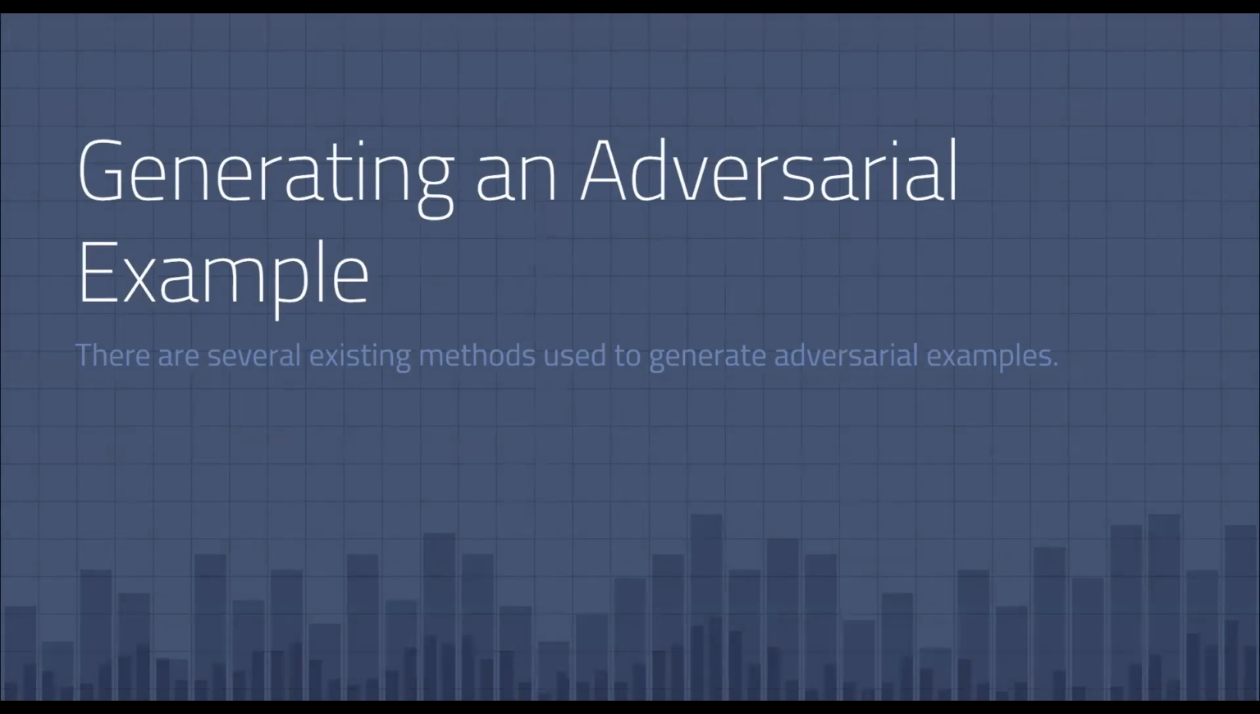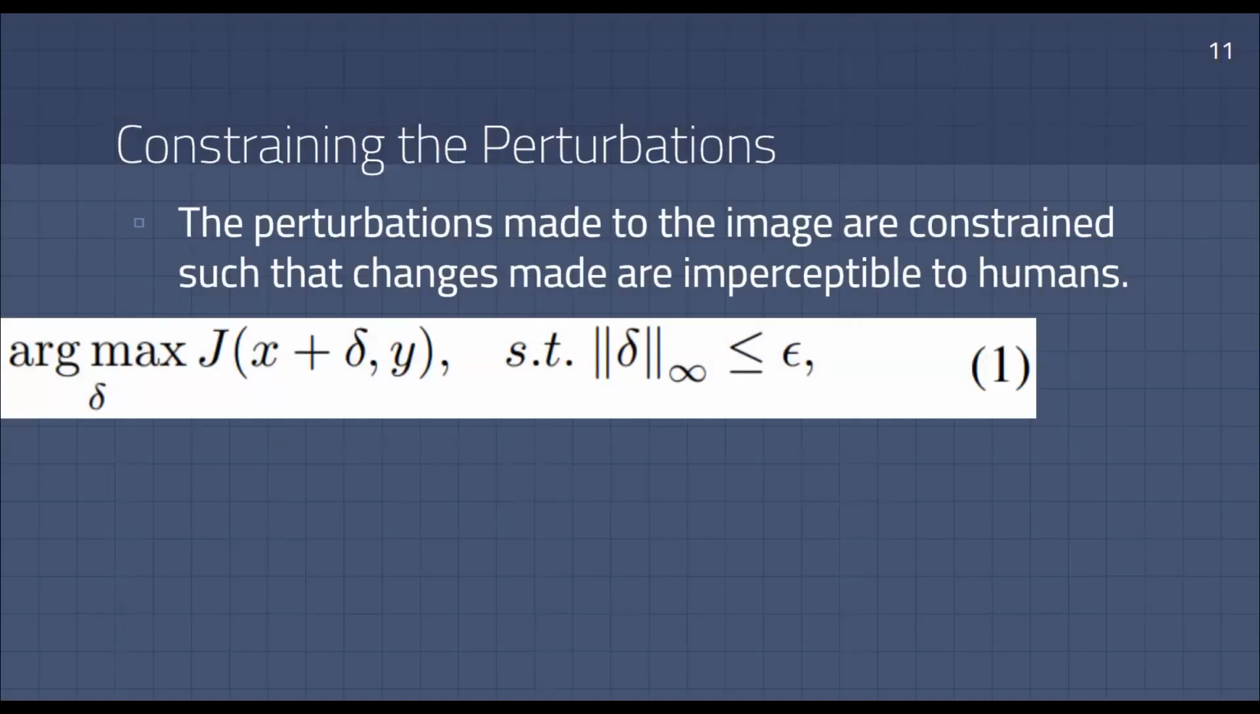All right, so I'm going to get into the existing methods for generating adversarial examples. Okay, so this equation maintains that the perturbations made in the algorithm are imperceptible to humans. So this is what I was describing earlier, and they set this epsilon value to 16.